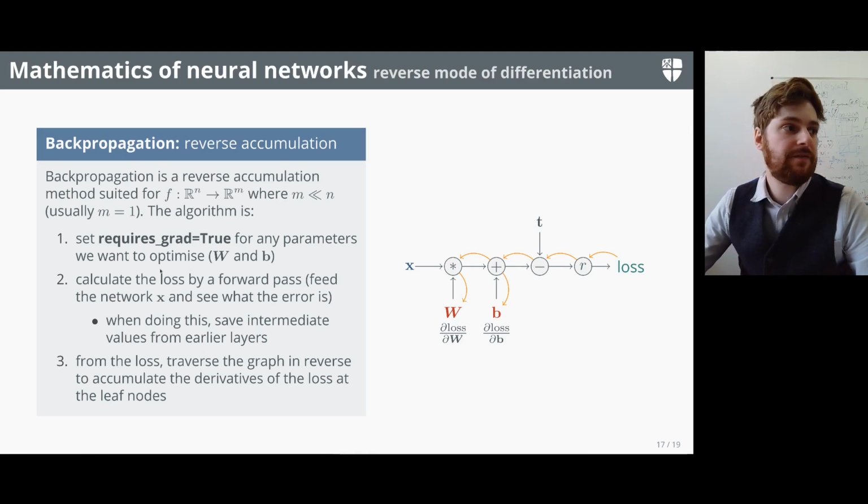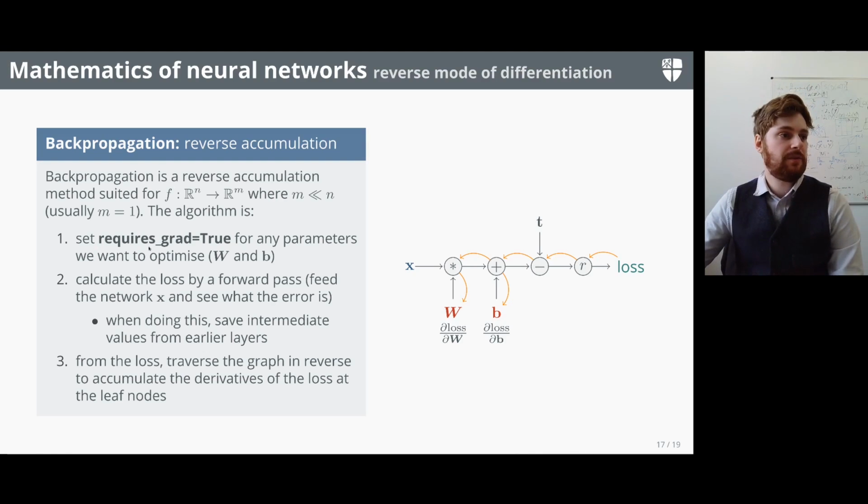So just reading through what you would do, you would set requires grad to true for any parameters we wish to optimize, in this case w and b. Then you would calculate the loss by a forward pass. So you would first feed your inputs through the neural network, and when you're doing that, you're going to be saving some intermediate values which you're going to use later. And then from that loss, you would call dot backward on it.